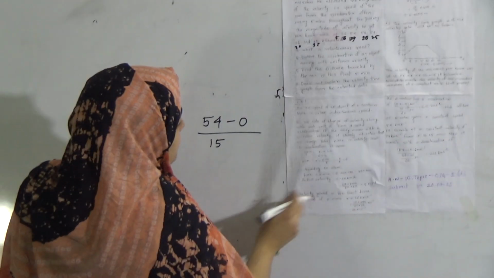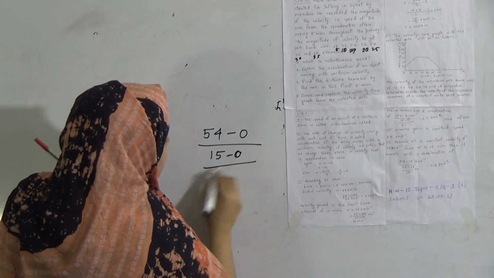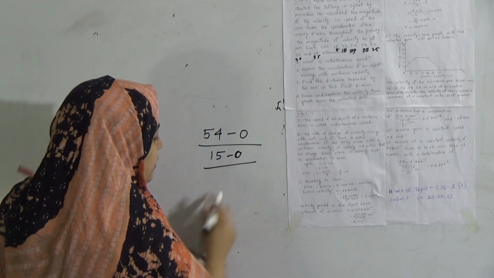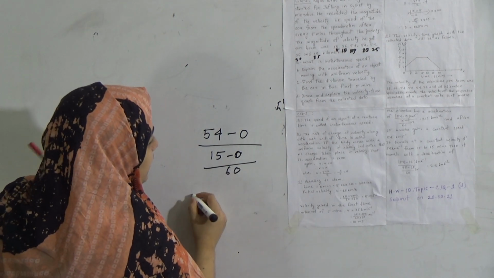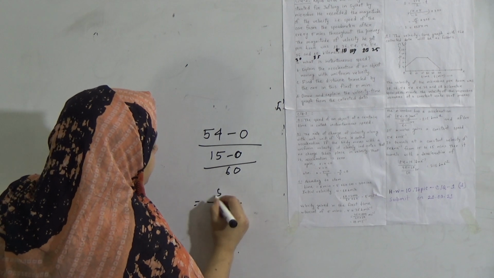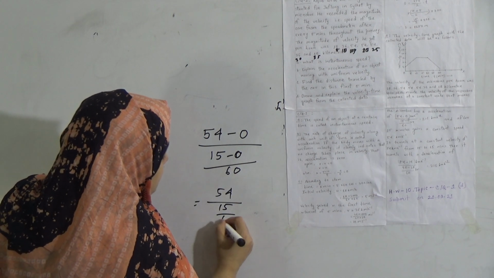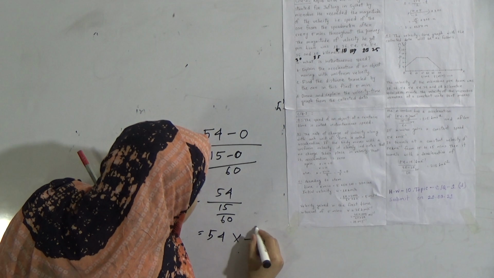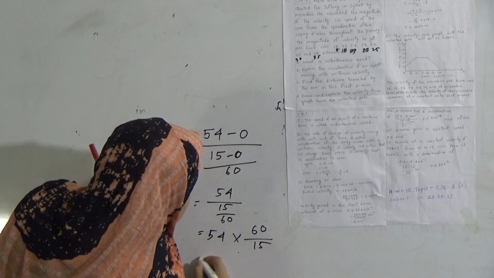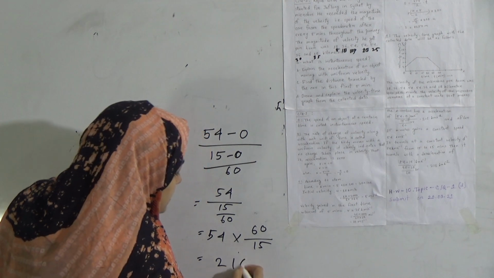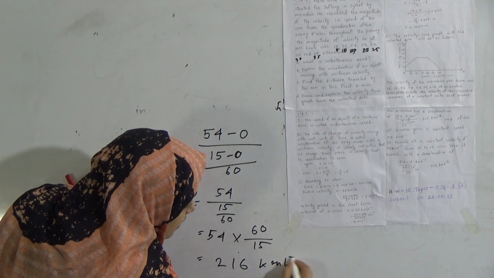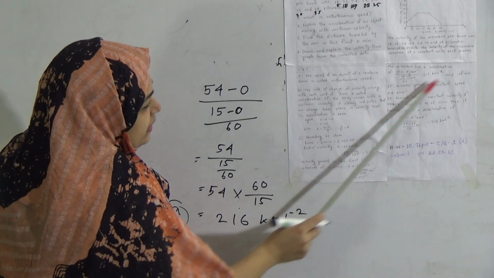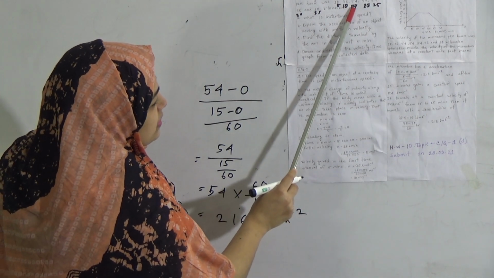So 15 minus 0, divided by, this is minute. Time here is given in minutes, so we have to convert this time into hour. That means we have to divide by 60. So here 54 divided by 15 over 60, and 54 into 4 gives 216, this is kilometer per hour square. This is the acceleration.